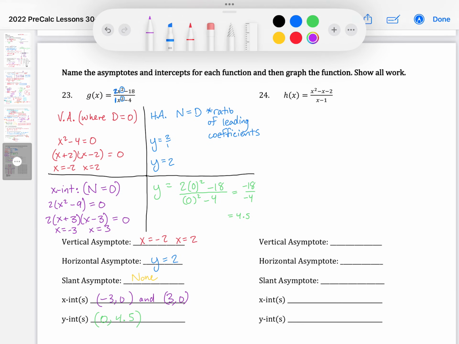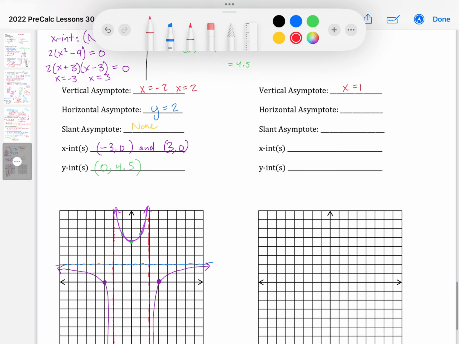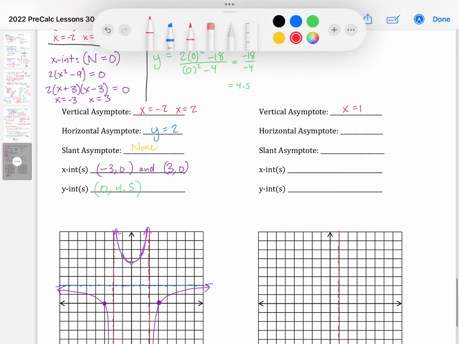All right, 24 is our final problem. And we're going to go about this pretty much the same way we did number 23. I'm going to start with my vertical asymptotes, which again, occur where the denominator equals 0. So for this one, it's just going to be x minus 1 is equal to 0. So if you solve that, you get x equals 1. So if I graph the vertical line x equals 1, I know where my vertical asymptote is.